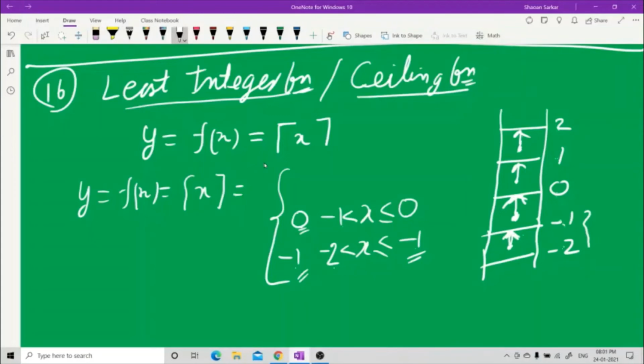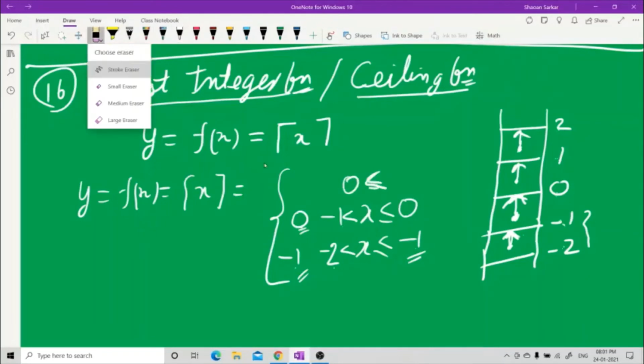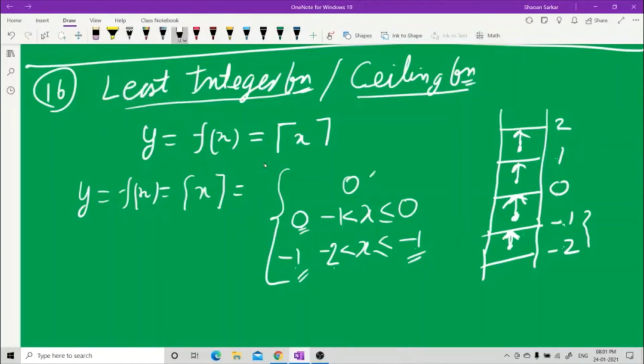That has got. Now between 0 and 1, sorry, let me rub. Wait a minute. Let me rub this. Yes, between 0 and plus 1, it will give you 1 here. It will give you 1. Between 2 and 1, it will give you 2. This is the way it is.